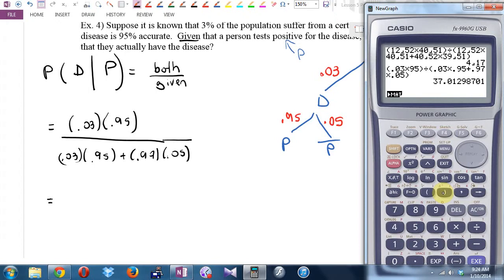Did I type that in right? Oh, I'm missing a decimal. Let's try that again. 0.03 times 0.95 divided by 0.03 times 0.95 plus 0.97 times... Do you get 0.37?